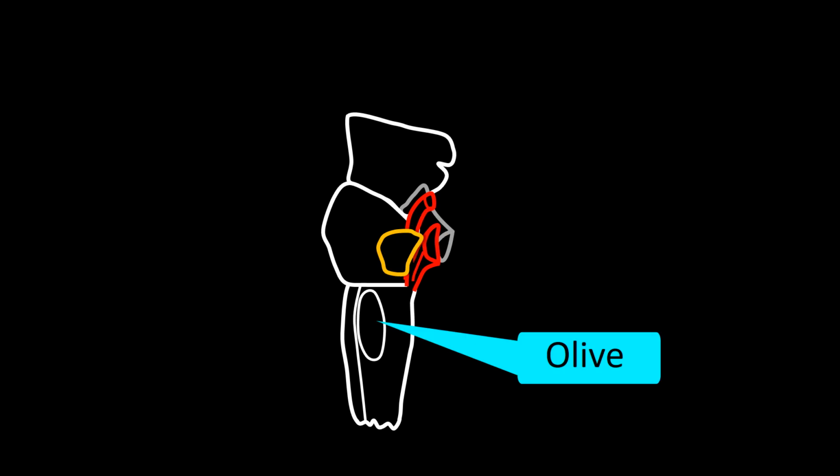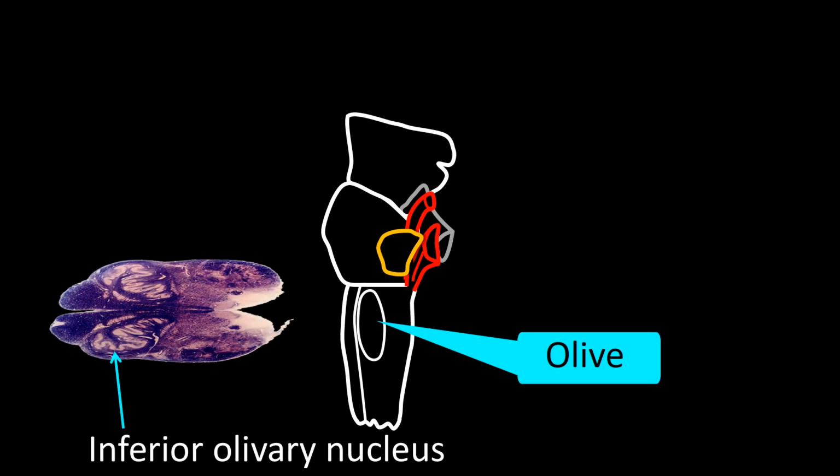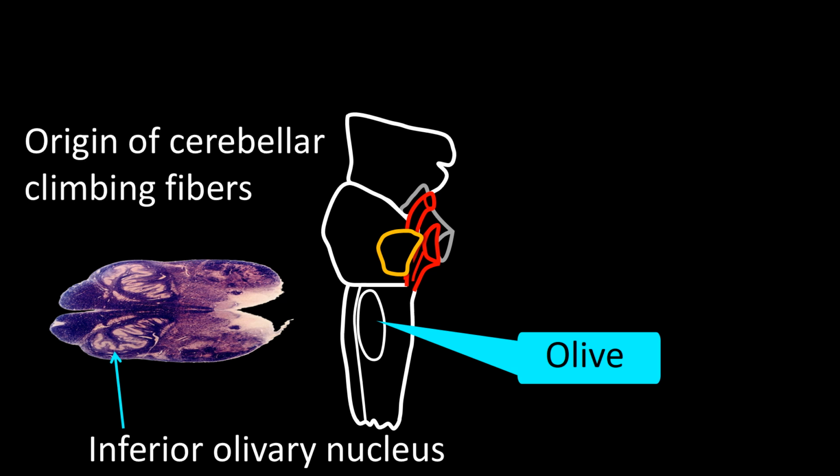This structure is called the olive. It harbors the inferior olivary nucleus and its accessory nuclei. The inferior olivary nucleus is the origin of the cerebellar climbing fibers.